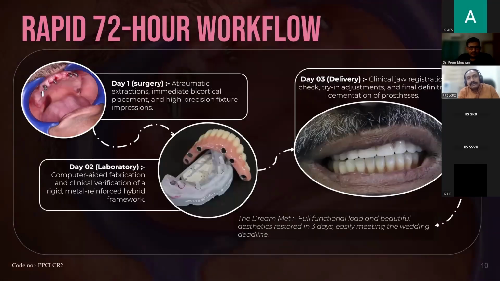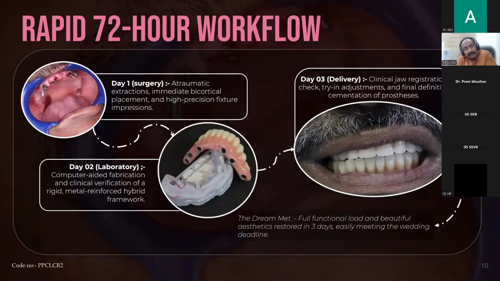This is my procedure on the first day. Atraumatic extraction, since the teeth were mobile, and then I placed the polished implants, 6 upper and 6 lower. And on the second day, I did a metallic framework and wax bite registration.